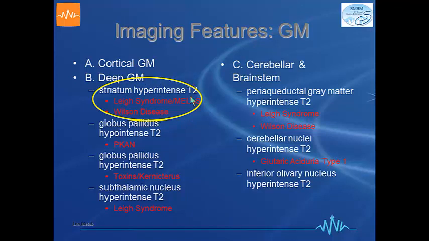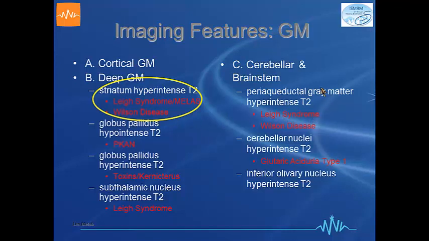those that are hyperintense, bilateral, symmetrical in the deep gray nuclei: Leigh disease and the mitochondrial abnormalities, followed by Wilson's disease, which is a copper abnormality. The hypointense poster boy is PKAN, which we'll talk about later.